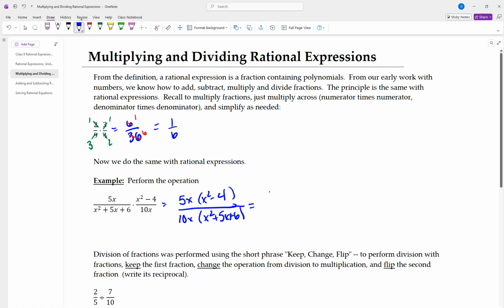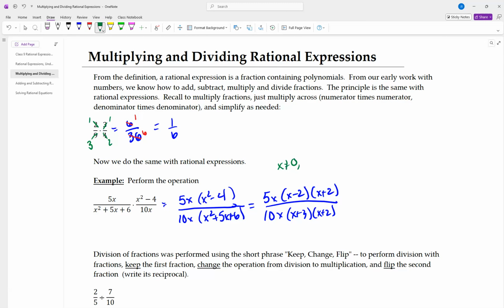So factor fully, and I go 5x. This would be x minus 2, x plus 2, difference of squares. And then 10x, and then this would be x plus 3, x plus 2. Now I can cancel common factors, but I'm going to say pause. We should always note our undefined values. So x can't be 0, x can't be -3, and x can't be -2. You might need to set each one of these denominator factors equal to 0 and solve. That was from the previous video, so I'm going to skip that skill.